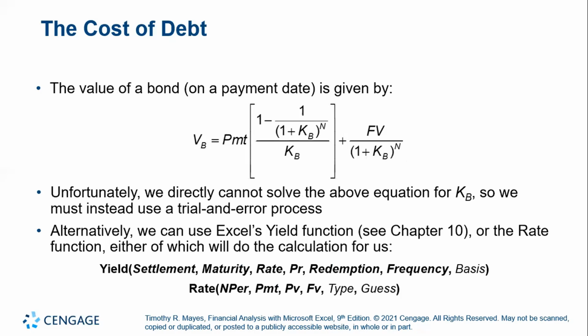The cost of debt. The value of a bond on a coupon payment date is given by the following formula. Unfortunately, we cannot directly solve the above equation for KB, so we must instead use a trial and error process. Alternatively, we can use the yield function, see Chapter 10, or the RATE function, either of which will do the calculation for us.